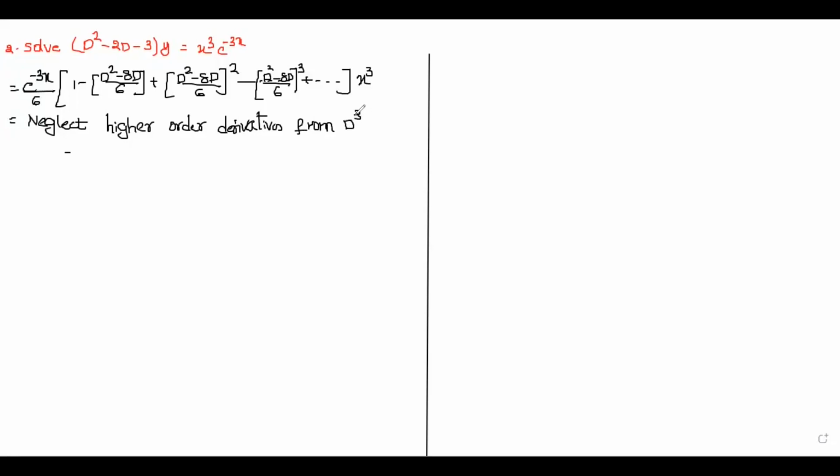So you have to carefully check the terms, what we are getting here. So e power minus 3x by 6 into 1 minus D square by 6, minus into minus becomes plus 8D by 6. Now in the whole square I get a square. So D is D power 4. So it is the higher order from D cube. So you should not take this.